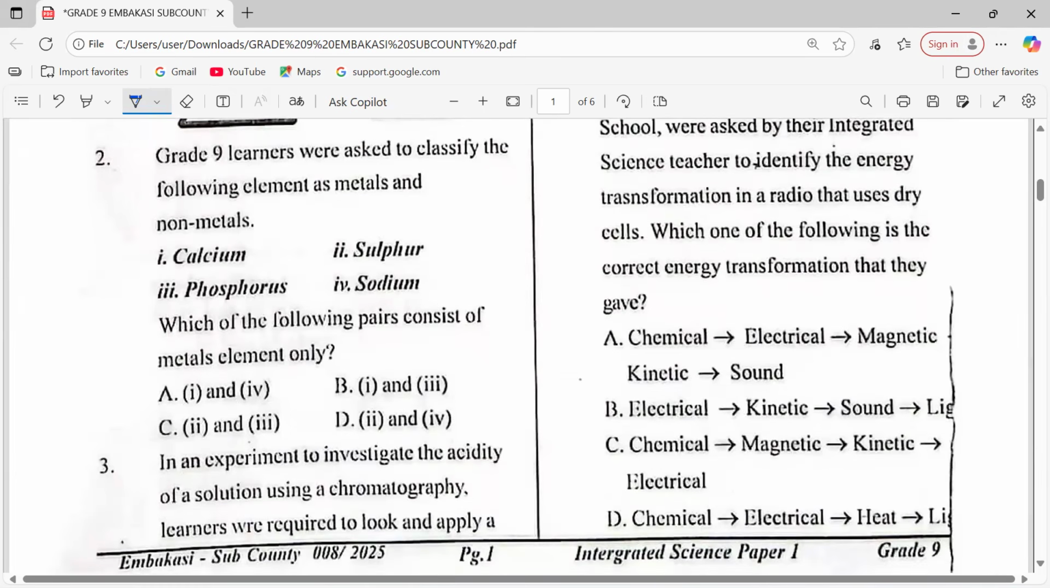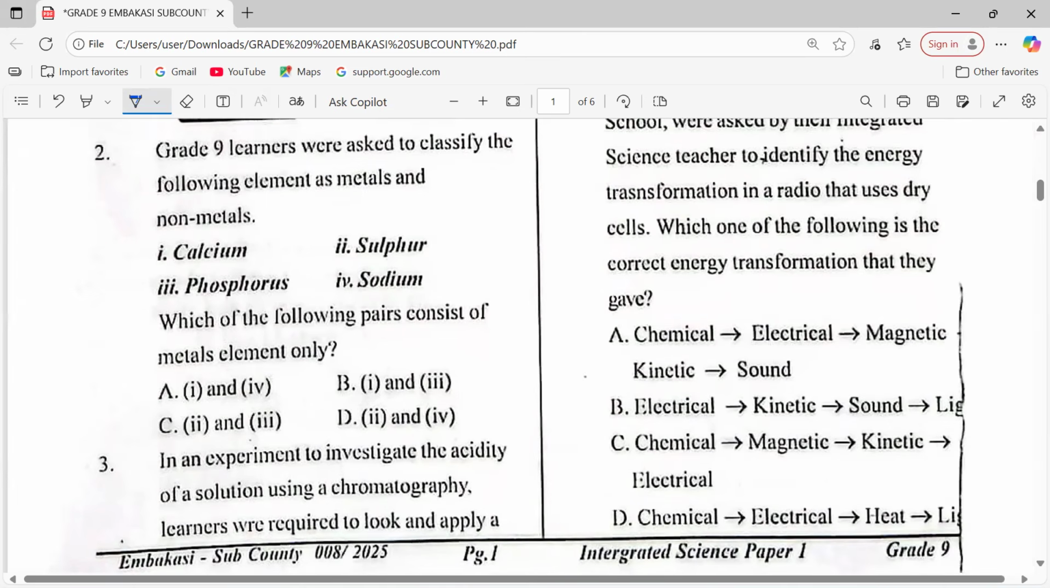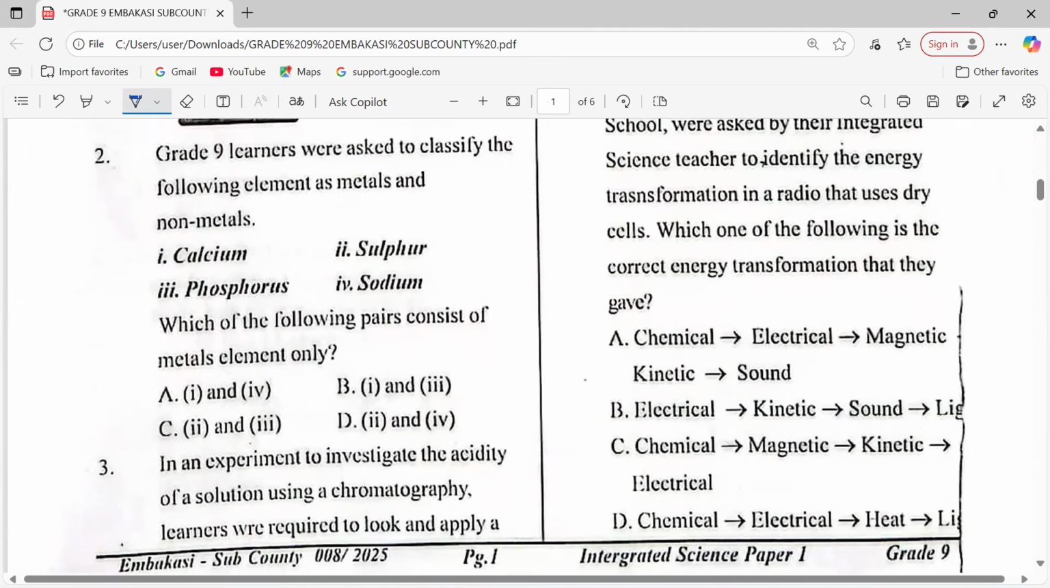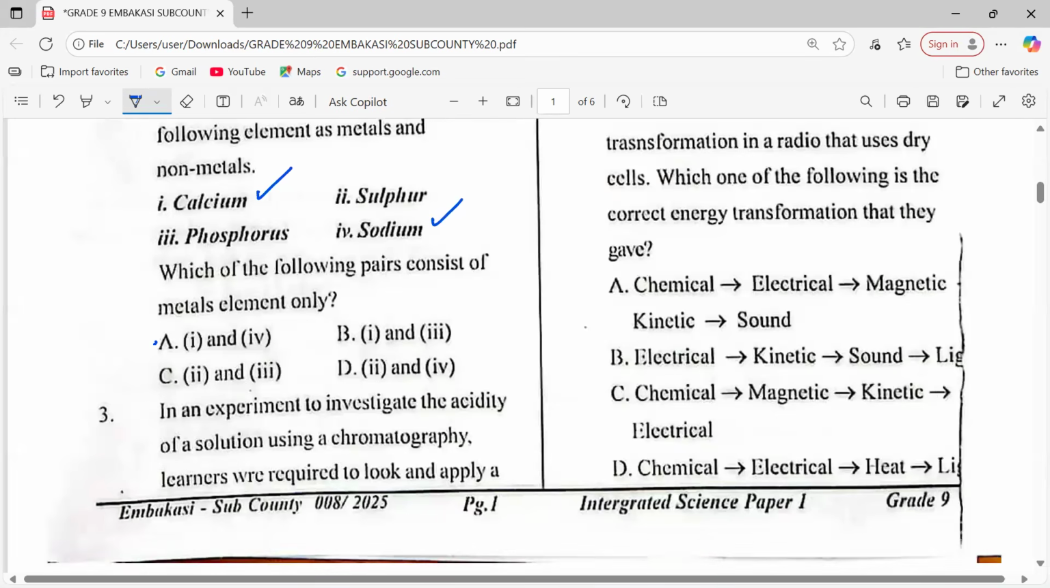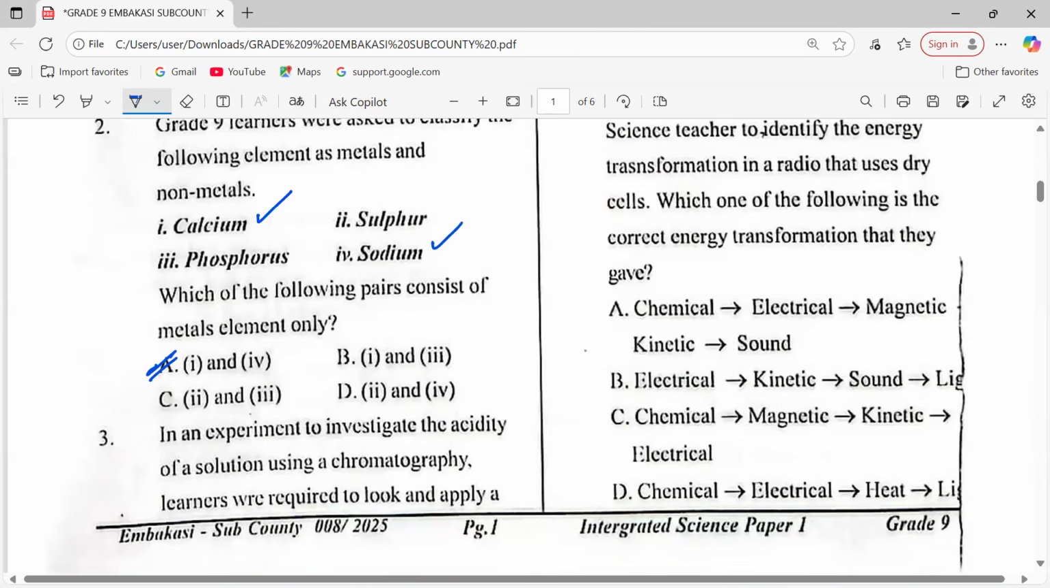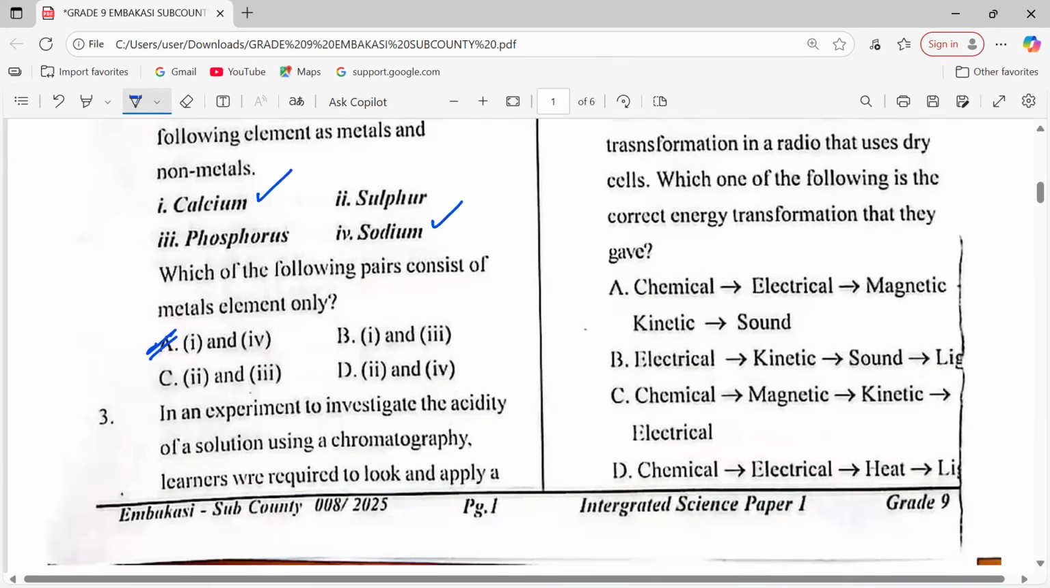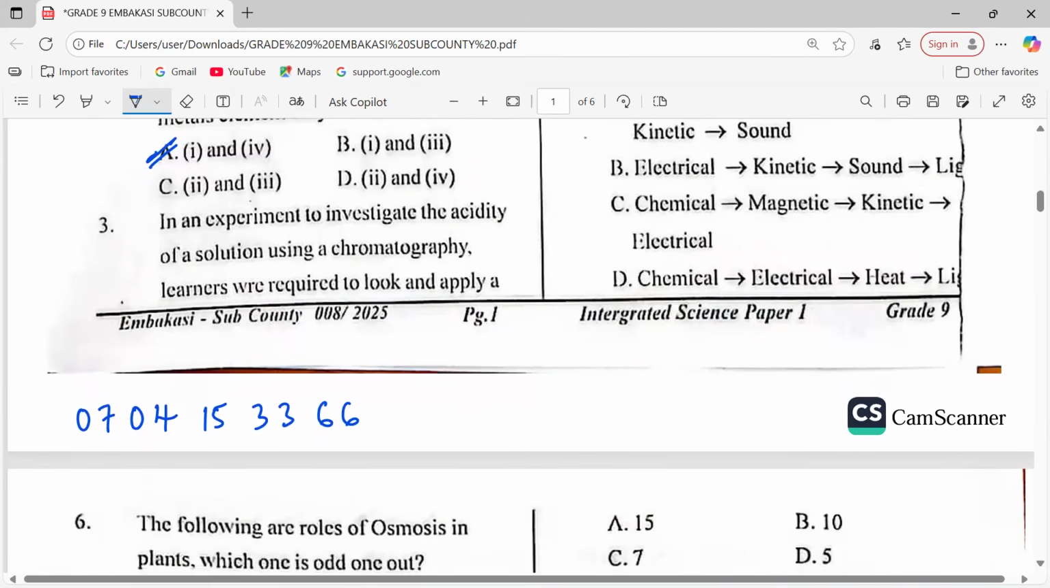Grade 9 learners were asked to classify the following elements as metals and non-metals. Which of the following pairs consist of metals only? So I'm supposed to look for a pair that contains calcium, which is a metal, and also sodium, which is a metal. So 1 and 4, and that is A. The others are non-metals.